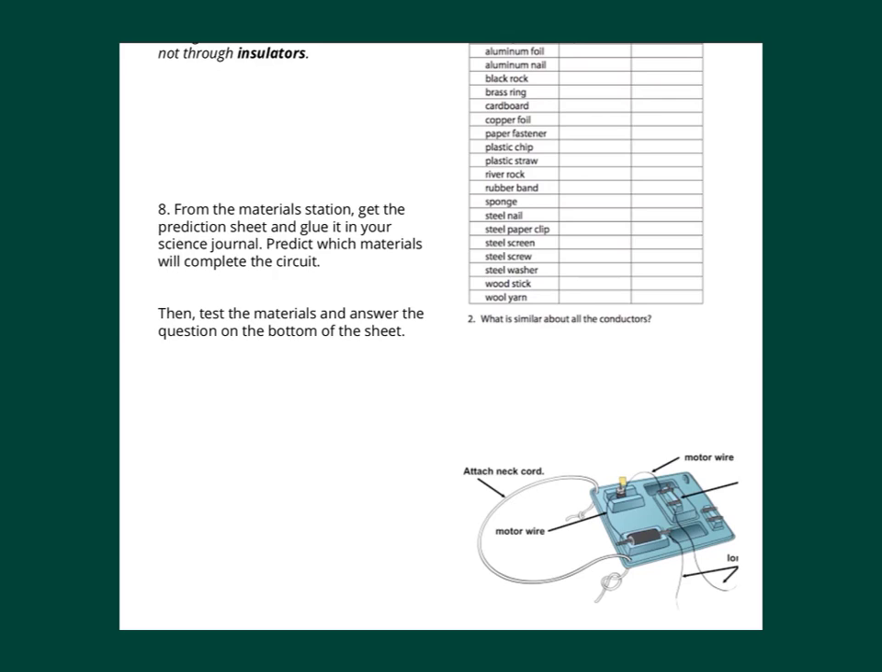From the materials station, get the prediction sheet and glue it in your science journal. Predict which materials will complete the circuit. Then test the materials and answer the question on the bottom of the sheet, which says, what is similar about all the conductors?